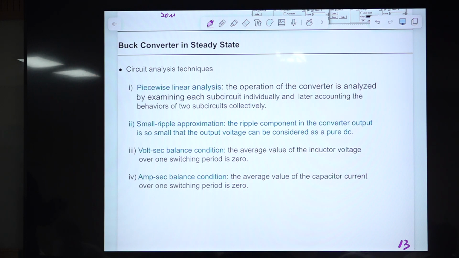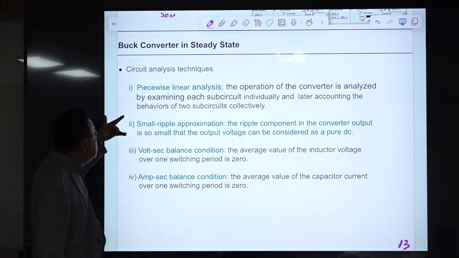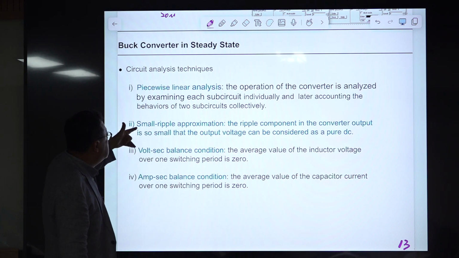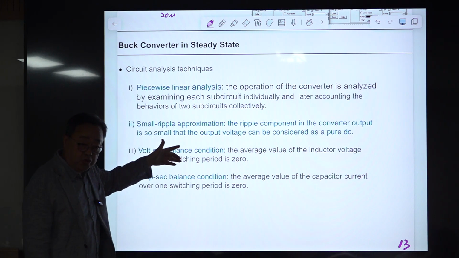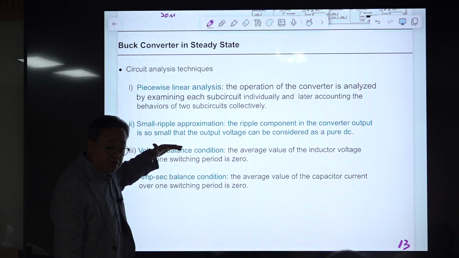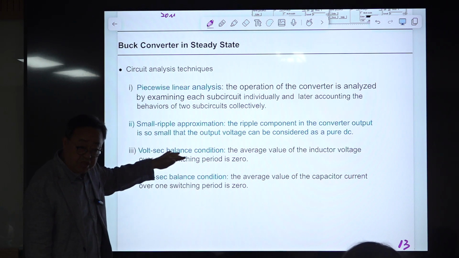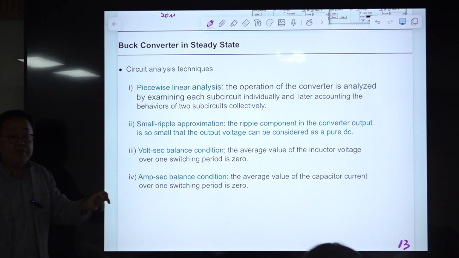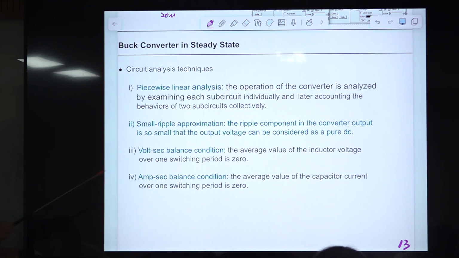Then you use the solution with the small ripple approximation. Consider the output as pure DC, perform the simplified, streamlined analysis, and get the result. And from that result, the actual magnitude of the ripple component can always be reconstructed, if you want, with extremely good accuracy. So you are losing nothing. If you want to know, you can know from the simple formula.